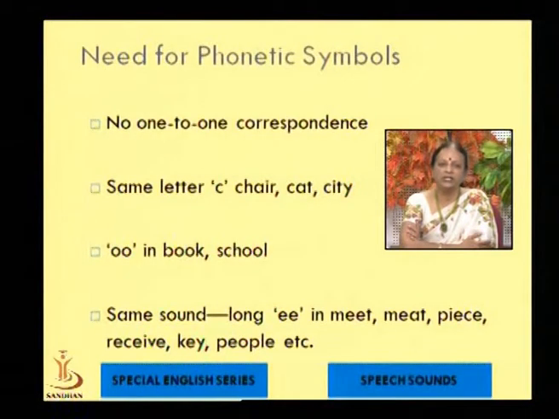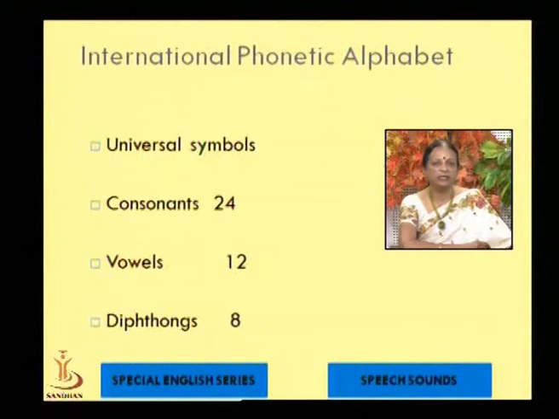So also, we can go on and on with many examples, as I've done with the sound E for you. Look at the slide again, my dear students, and you will notice that the long E in meet, peace, receive, key, people, in each one of these words, the pronunciation is the long E, or what we would say in our language is the Dirgha E. But in the English language, in each one of these words, the spelling is different. And that is why we need to learn phonetic symbols.